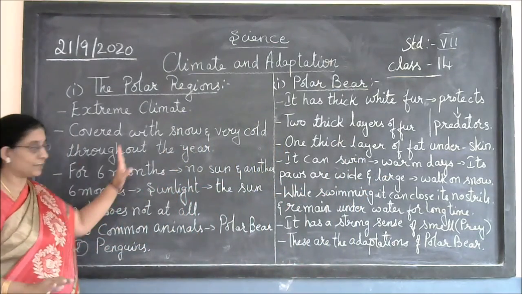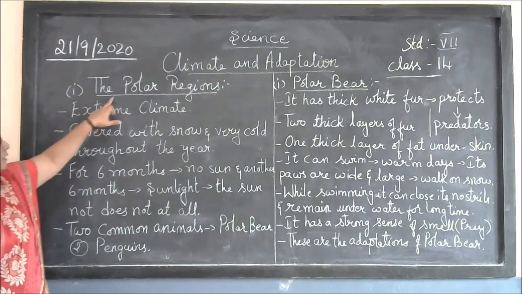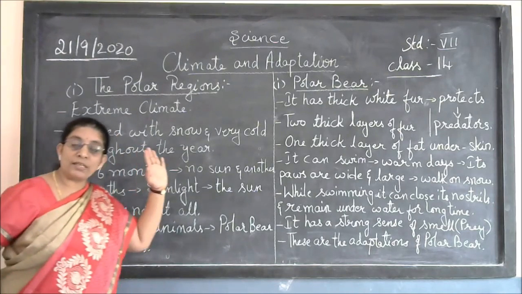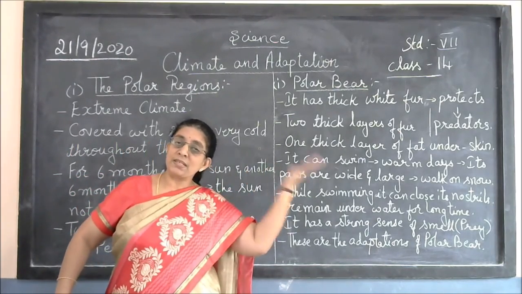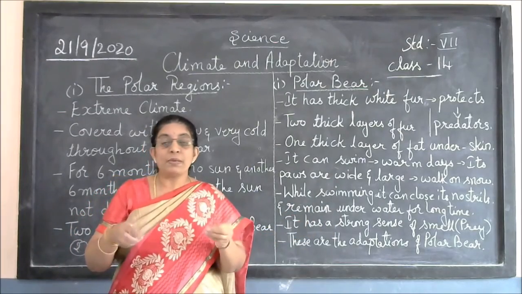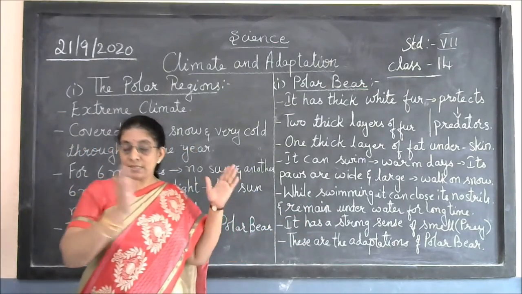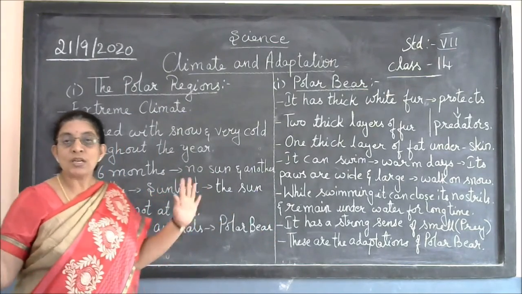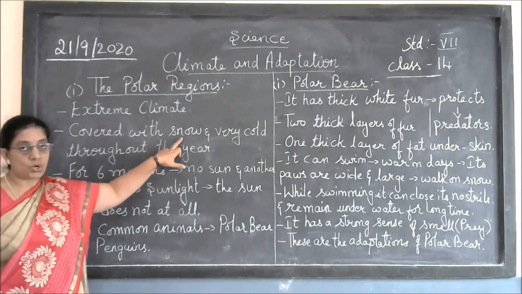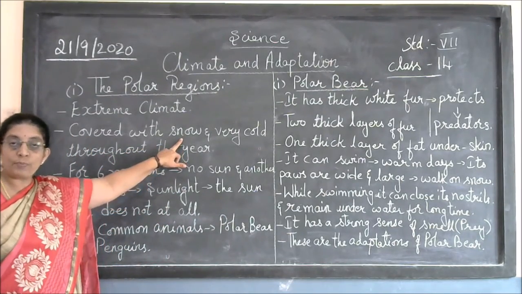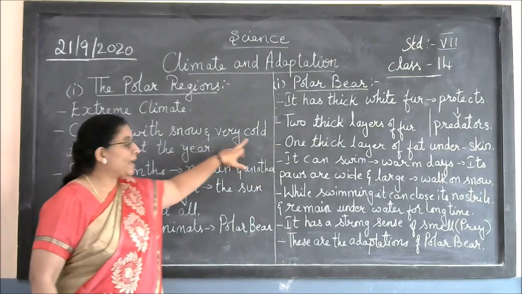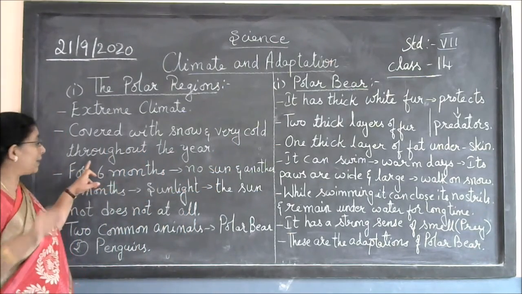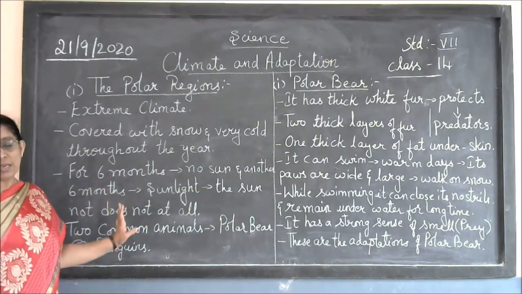Just see some of the points I have written here. The polar regions have an extreme climate. Cold means it is extremely cold where people cannot survive. Warm means it is just warm. It is not very hot, it is just warm. Covered with snow: the full polar region is covered with snow and very cold. It is not just cold, it is very cold, where people cannot survive throughout the year.